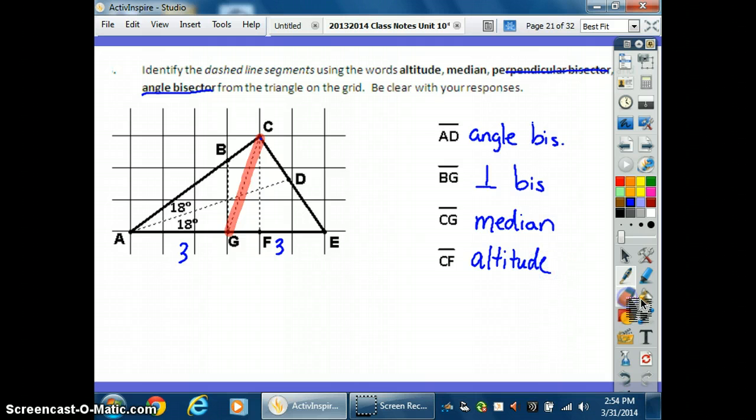All right, and let's check that out. CF, yeah, see how it's straight down? Makes a right angle. Okay, so that is the altitude.